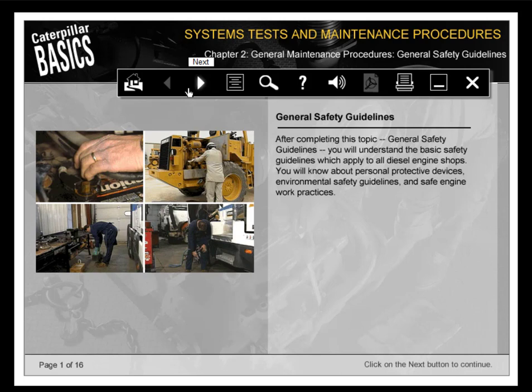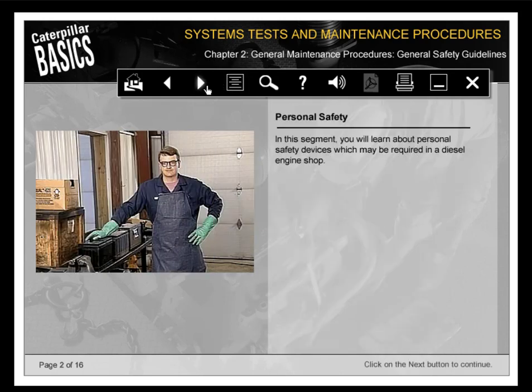After completing this topic, General Safety Guidelines, you will understand the basic safety guidelines which apply to all diesel engine shops. You will know about personal protective devices, environmental safety guidelines, and safe engine work practices. In this segment, you'll learn about personal safety devices which may be required in a diesel engine shop.